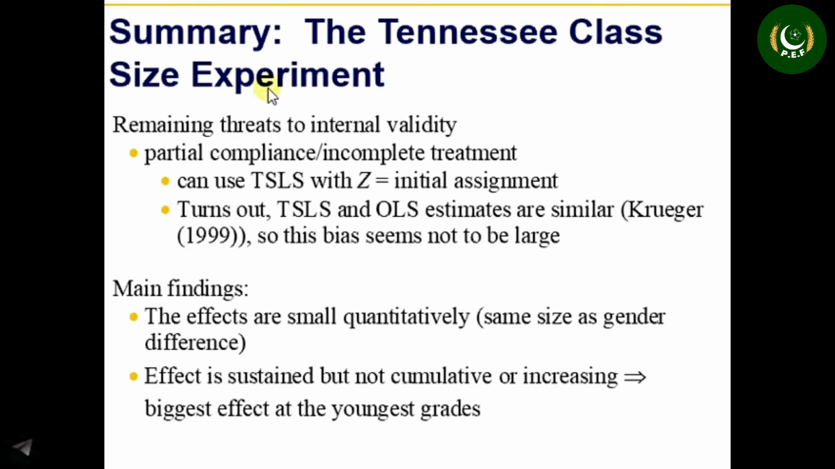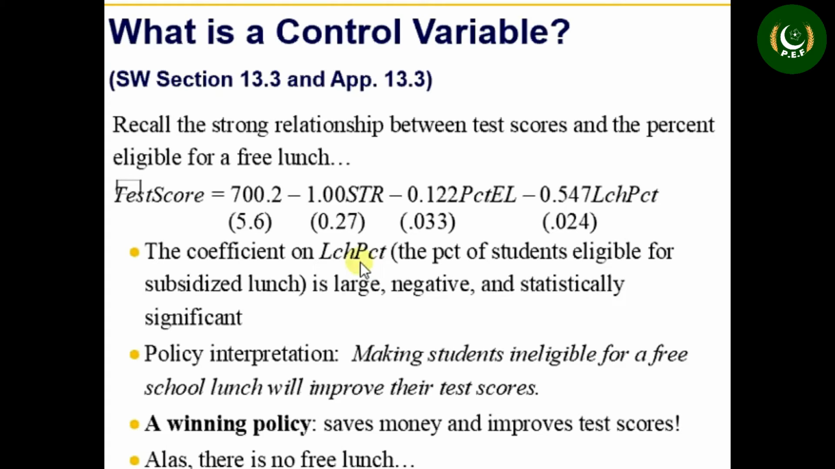There can be other factors which may affect your results. So you can look at these factors and you can improve your results. Control variables, you can have percentage English learners, lunch percent. Please be careful. Here the coefficient of lunch percent is minus 0.547. Does it mean that if we provide lunch, there will be low test scores?